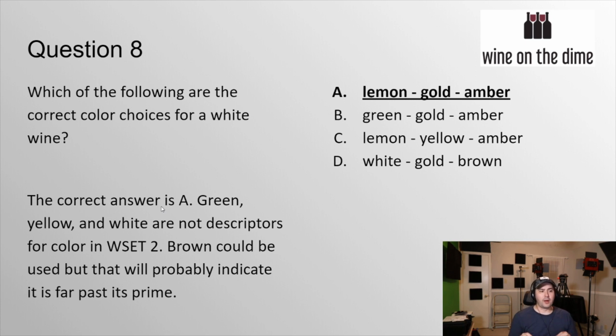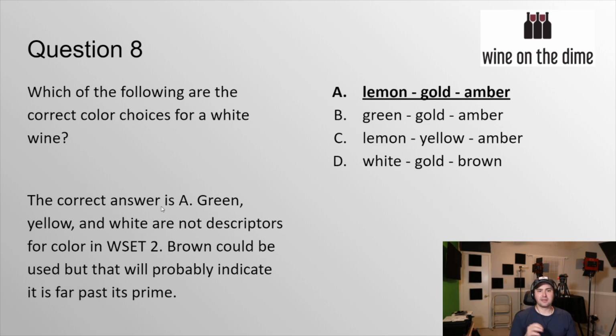Green, yellow, and white are not descriptors in the WSET curriculum, or at least the WSET level 2. Lemon green is a descriptor in the level 3. So at that point, you will expand out some of the descriptors on some of these categories, like for red wine and white wine. You'll get a little extra breadth to look from.